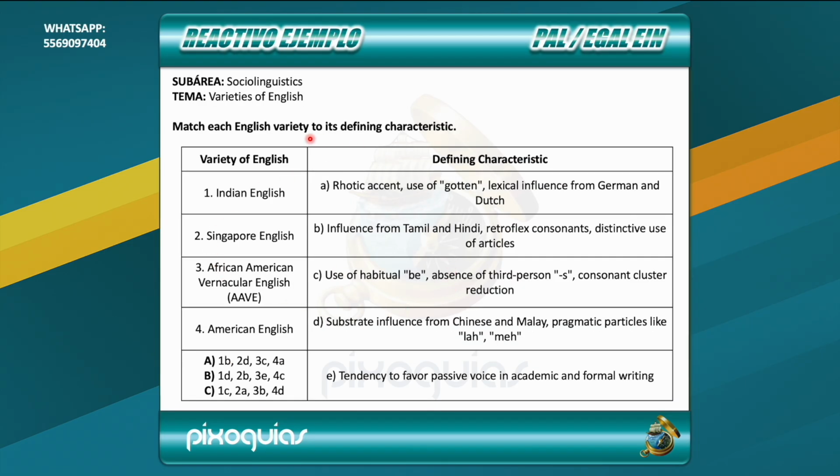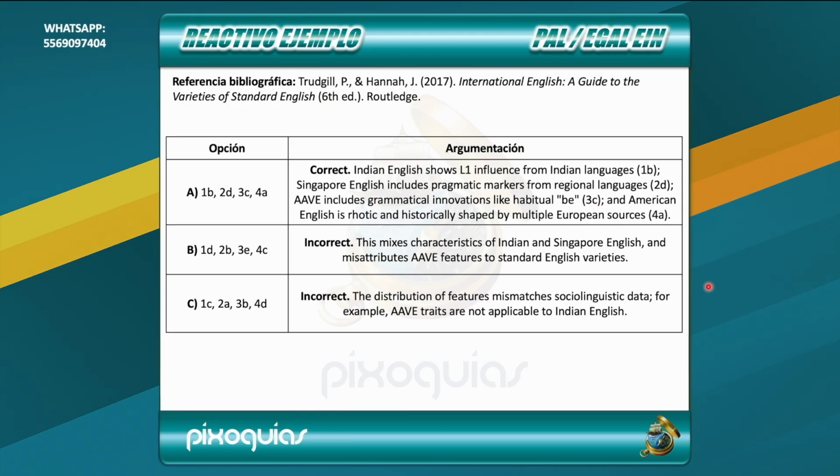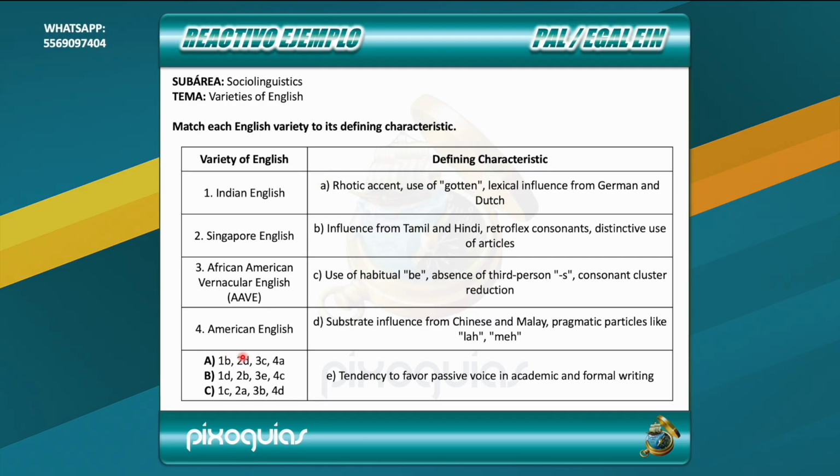This exercise is from the topic Varieties of English. Match each English variety to its defining characteristic. We have the correct answer like A, and we can see that the correct match is like this. The variety of English 1, Indian English, matched with influence from Tamil and Hindi, retroflex consonants, distinctive use of articles. 2, Singapore English, with substrate influence from Chinese and Malay, pragmatic particles like lah and meh.